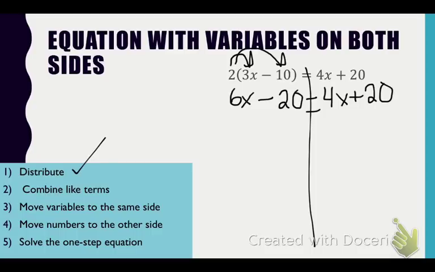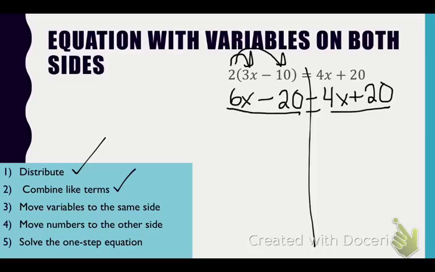All right, then step 2 says combine like terms. Well, if I look on this side, 6x minus 20, neither of those are like terms. If I look on the right side, 4x plus 20, those aren't like terms either. All right, so I don't really have to do combining like terms, so I'm going to check it off. Next, I need to move variables to the same side. So I need to move either 6x to the right or 4x to the left. And I'm going to move 4x to the left so that I keep my numbers positive.